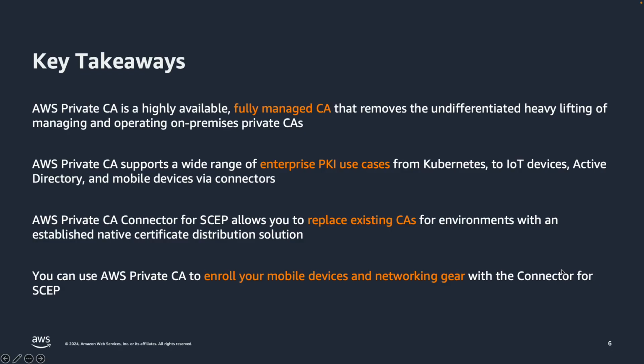In summary, the key takeaways from this video are that AWS Private CA is a highly available, fully managed CA that removes the undifferentiated heavy lifting of managing and operating on-premises private CAs. AWS Private CA supports a wide range of enterprise PKI use cases from Kubernetes to IoT devices, Active Directory, and mobile devices via connectors. AWS Private CA Connector for SCEP allows you to replace existing CAs for environments with an established native certificate distribution solution. And you can use AWS Private CA to enroll your mobile devices and networking gear with the Connector for SCEP.